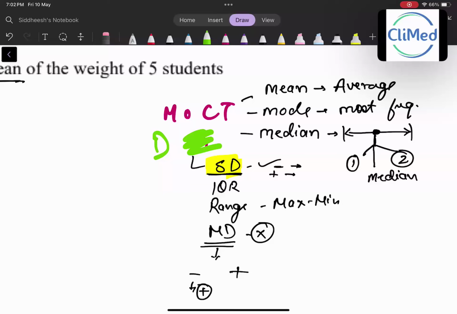Any doubts? Anyone? Others? Other than Kavya? Archana, which part? To be very specific, which part, Archana?